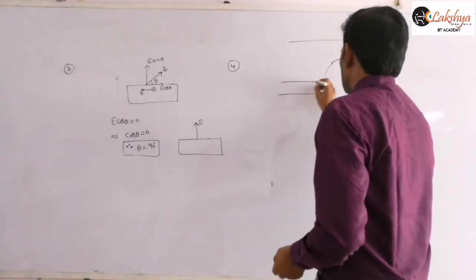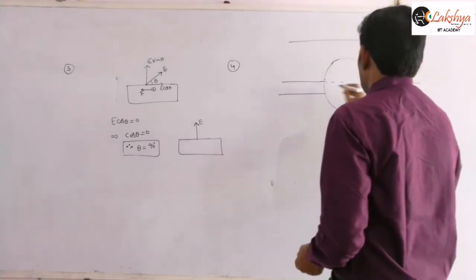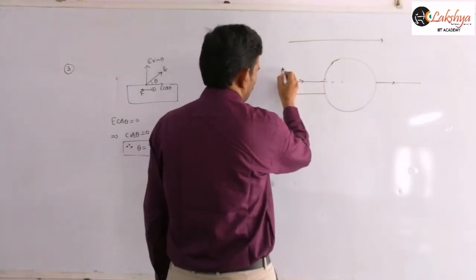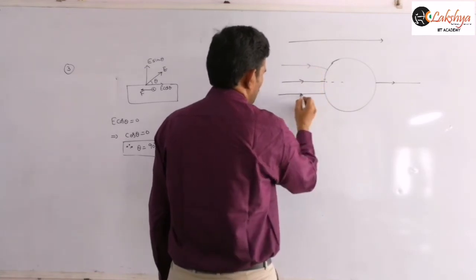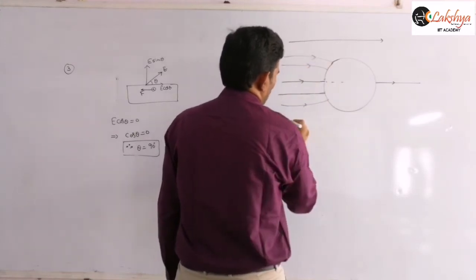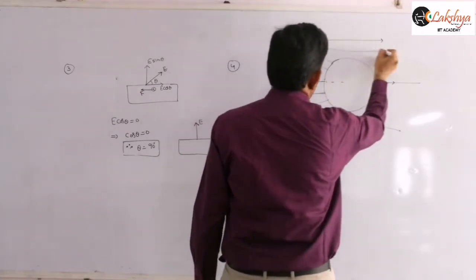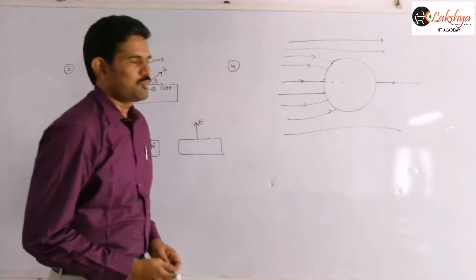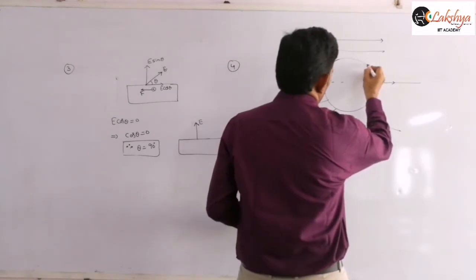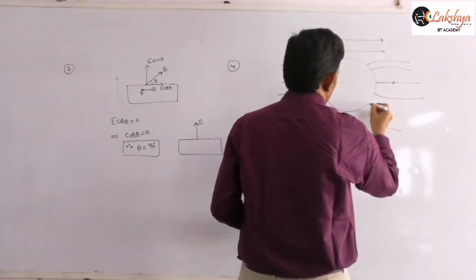That is, the electric field lines will end on the surface normally on one side, and they will start normally on the other side of the conductor, as shown in figure.